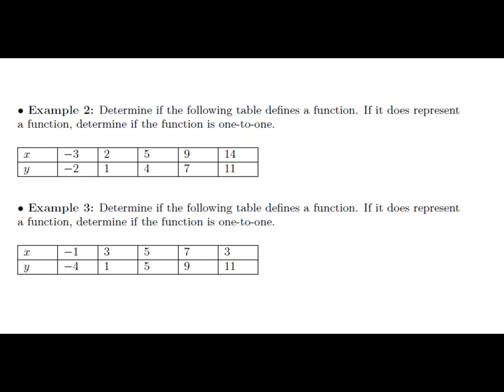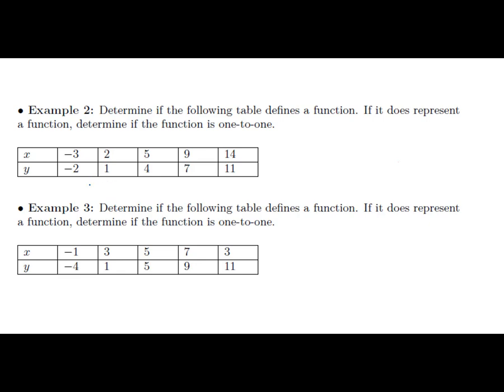So now we're going to take a look at the same type of examples where we're trying to determine if we have a function or not, and then if it's a function, is it one-to-one or not. But this time our proposed functions will be in the context of tables. It works the same way, where we've still got our x values or inputs listed and our y values or outputs, but they're just listed in a table here instead of displayed on a graph.